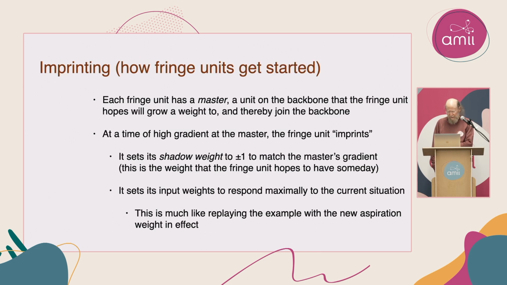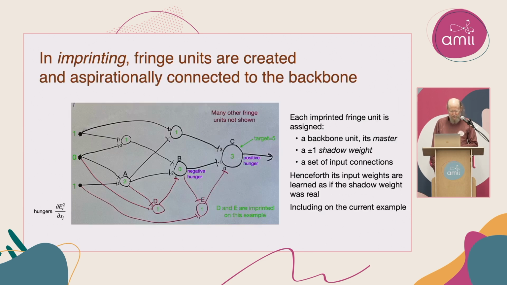So let's actually skip over this one and go to the pictures now. Here is the situation we were looking at before, but now I want you to think about D and E. These two units are being added at this moment. We call it imprinting. The moment of creation of a fringe unit is called an imprinting process. So we imprint. When you imprint, you're assigned a master.